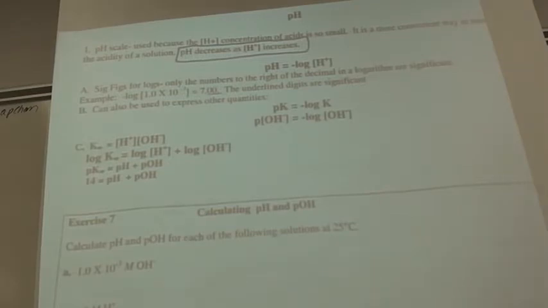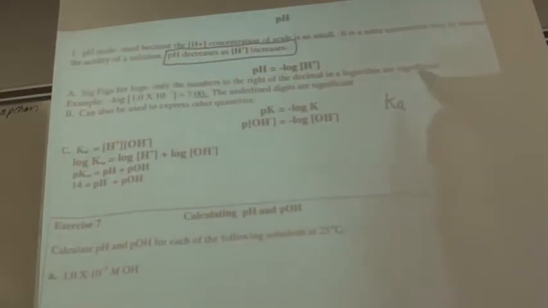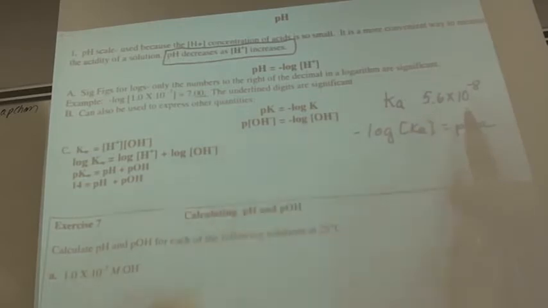Now, this negative log business where we use the small p can be used for other things too. You can take the equilibrium constant value, let's say 5.6 times 10 to the negative 8th, and make it into a pKa as well. All you have to do is take the negative log of the Ka, and that will give you a pKa. Why would you want to use that? Because once again, it's a lot easier to work with than this small number.